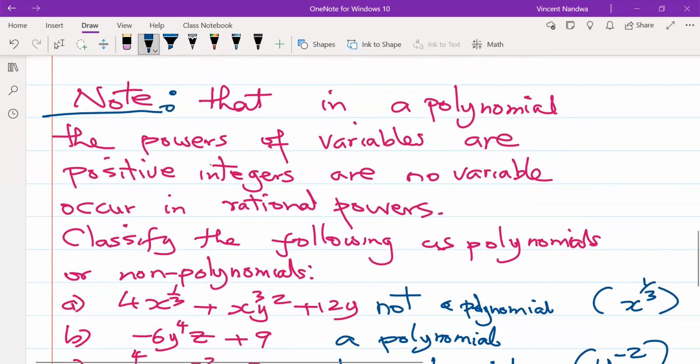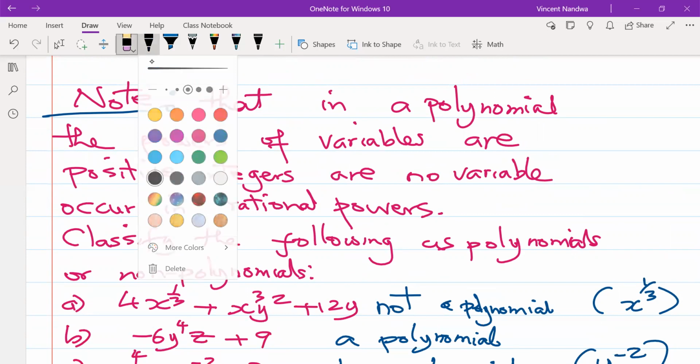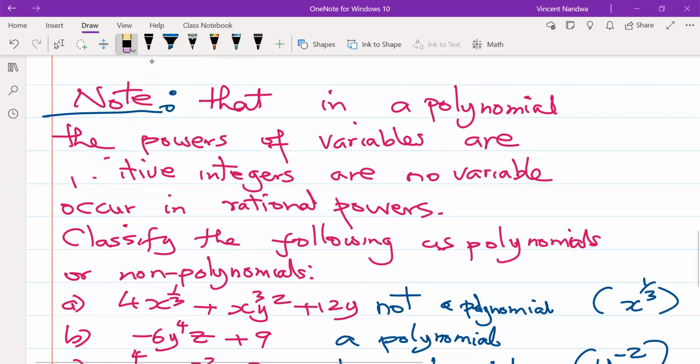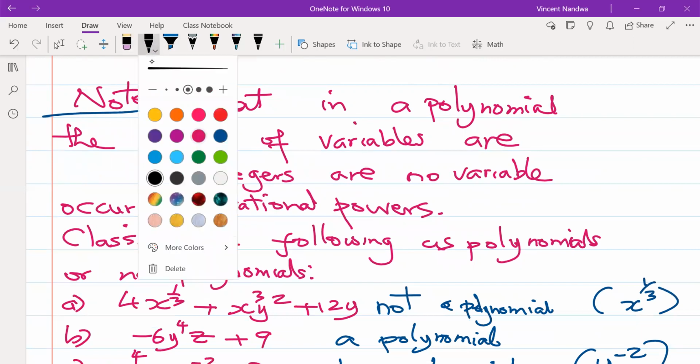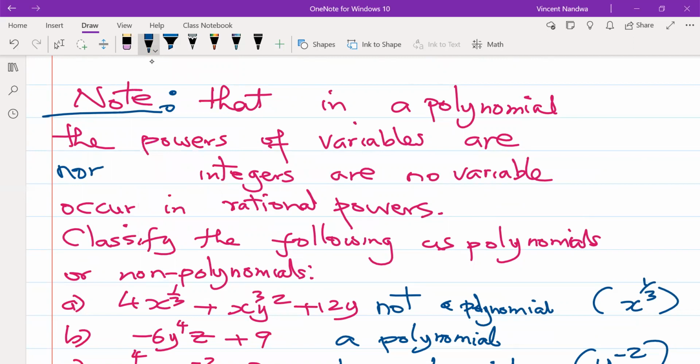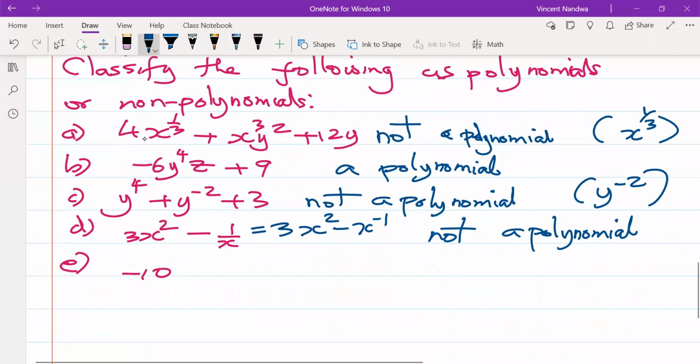So remember, this is not necessarily possible. The best way to describe this is that the powers are non-negative integers. We can replace the word positive with non-negative so that it makes a clear distinction. So you see, yes? I have a question. Ask.